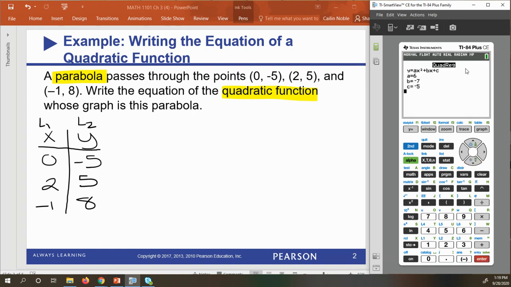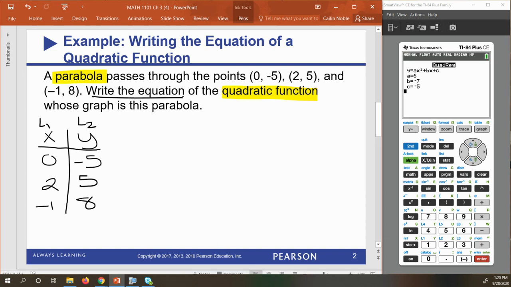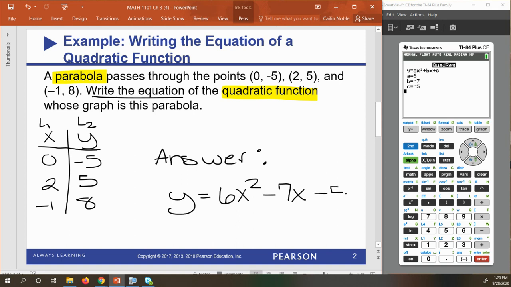It should come back really nicely with ax squared plus bx plus c, and this is what my function actually equals. This is actually the answer, okay? So when you are looking for your answer, it says write an equation. My answer is going to be that equation. Now, if you write a, b, and c, that is not going to be correct. Remember, an equation is going to have an equal sign in it, so it's going to be y equals, my a value is 6, and then that 6 should be attached to the x squared. My b value is -7, and the c value is -5. And ladies and gentlemen, that is my answer right there.